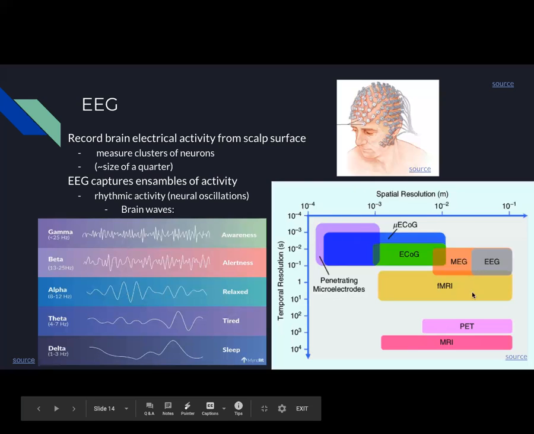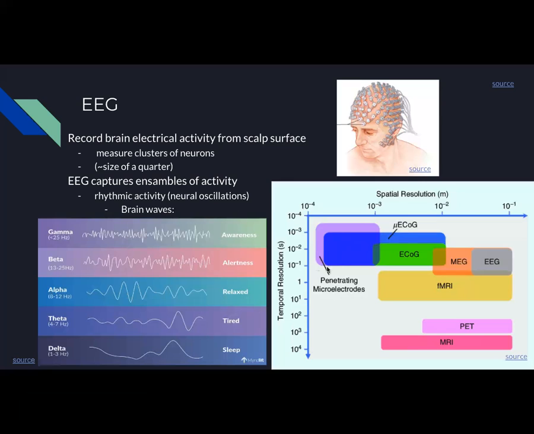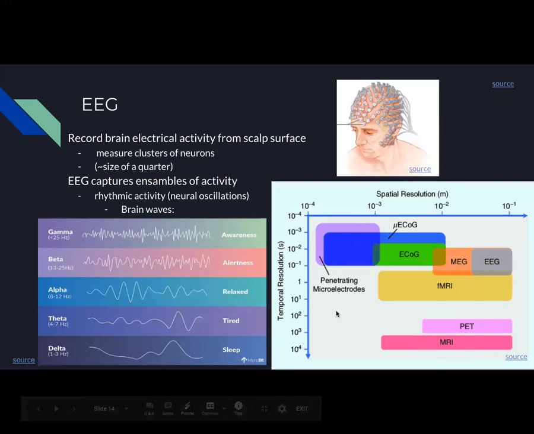And here you can kind of see spatial resolution between something like a penetrating electrode and an EEG, which has a much larger spatial resolution, but the time resolution is still fairly close as compared to something like an MRI.